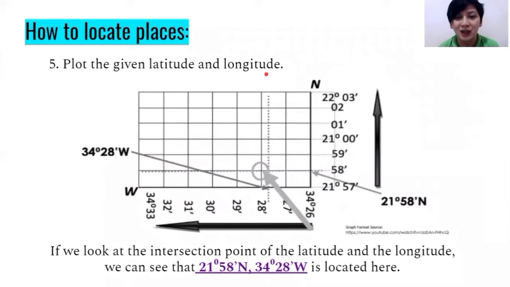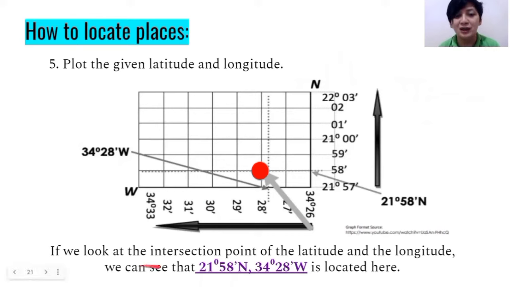So you will be plotting now. If you saw already 21 degrees and 58 minutes north and 34 degrees and 28 minutes west, so this is it. So we have here at 28 minutes west, and we have here at 58 minutes north at 21 degrees. So this is their intersection, or this is where the lines of longitude and latitude meet. So all we have to do is to plot it. Okay, and then if you plot it already, you will identify the specific location.